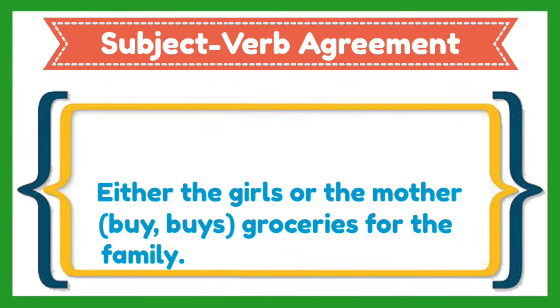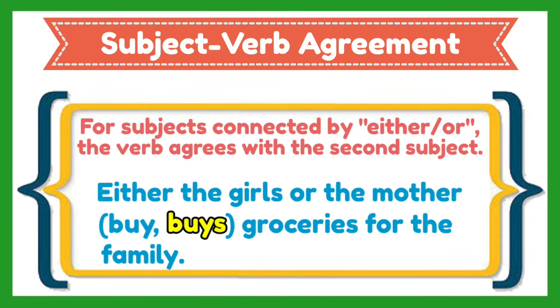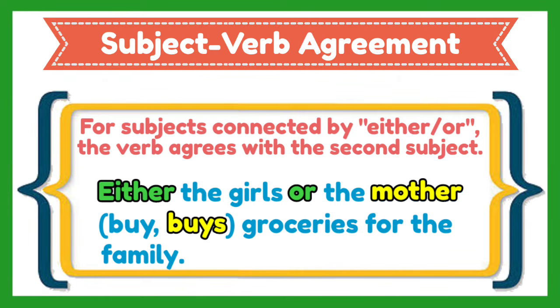Another one, either the girls or the mother buys groceries for the family. What verb should we use here? It should be buys. Why? The same rule as neither nor. For two subjects connected by either or, the verb agrees with the second subject or the one closer to the verb. In the sentence, the subject that is closer to the verb is the mother, which is singular. That is why buys is the answer. As for the girls, we just have to disregard it.